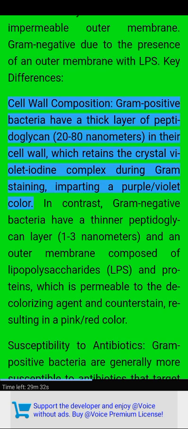Key differences. Cell wall composition. Gram-positive bacteria have a thick layer of peptidoglycan, 20 to 80 nanometers, in their cell wall, which retains the crystal violet iodine complex during Gram staining, imparting a purple-violet color.